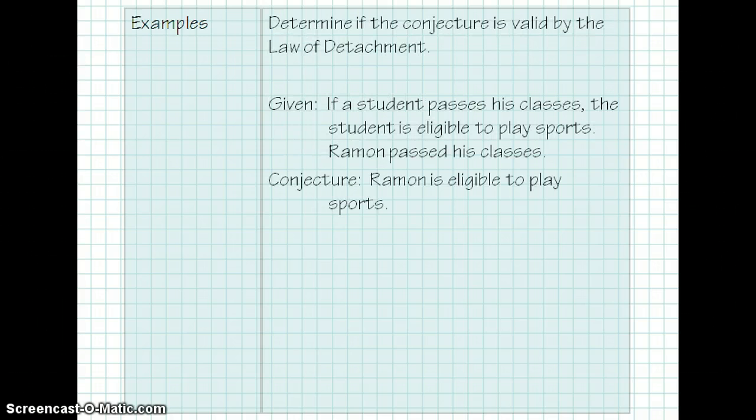So let's look at these conjectures. We're given that if a student passes his classes, the student is eligible to play sports. That's my basic conjecture. Now, Ramon passed his classes. So my conjecture is that Ramon is eligible to play sports. This is valid, because Ramon passed his classes matches up with the student passes his classes. And so Ramon is eligible to play sports matches up with the student is eligible to play sports.